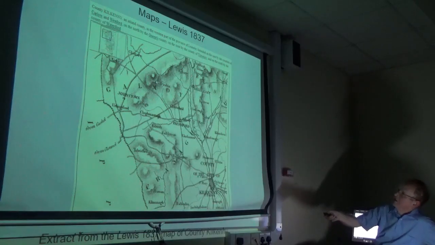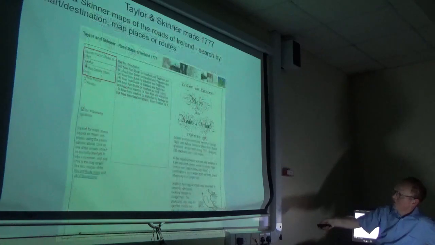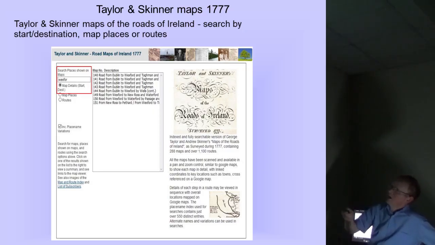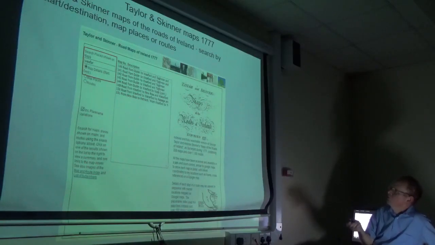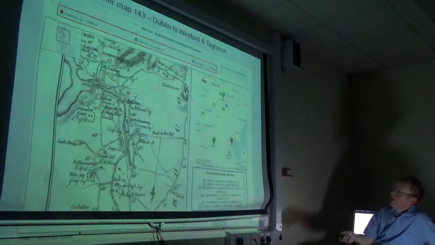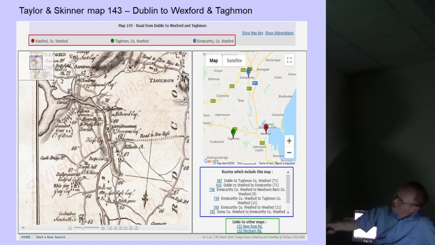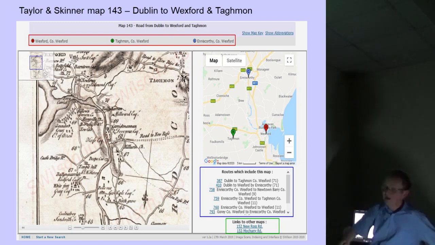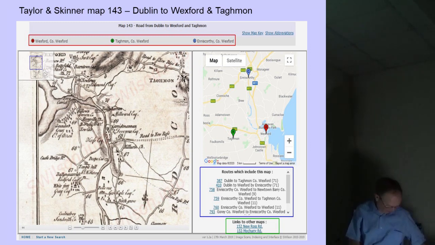And the little indications of mountains and all the rest of it. Going back a bit further, with Taylor and Skinner, it's called the Road Maps of Ireland, or Maps of the Roads of Ireland. They are laid out a bit strangely. You see the compass rose there is pointing down, because north is to the bottom, and it's designed to be read like a GPS on your phone.